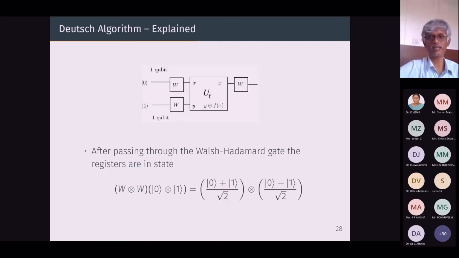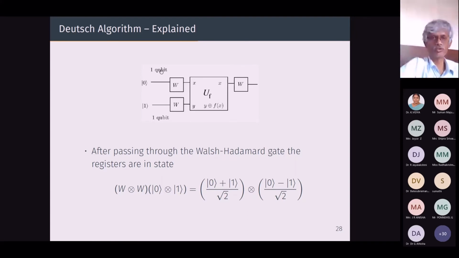Let's see how it does it. You have two 1-qubit systems. This is the circuit. You pass 0 in the first qubit and 1 in the second qubit, apply the Walsh-Hadamard transform, and then appeal to this U_f. Then you dump the second qubit output, and you pass the first qubit output through W, and then you measure. Let us see what this entire circuit is going to do.